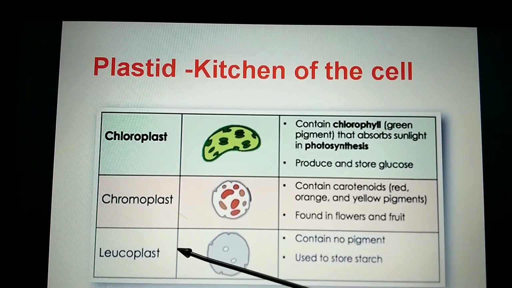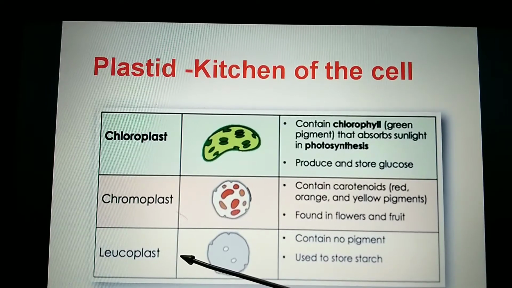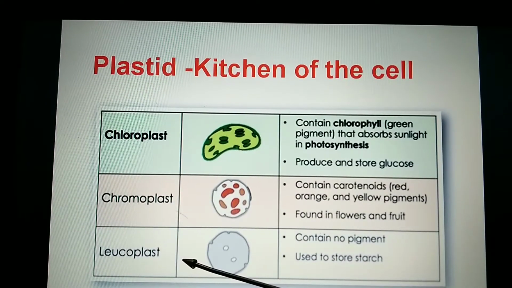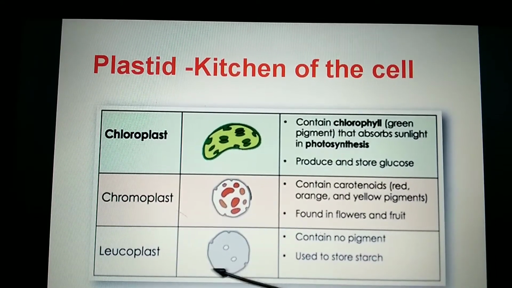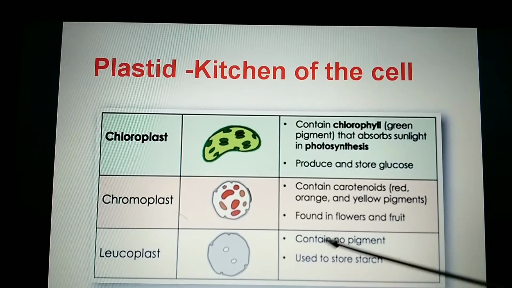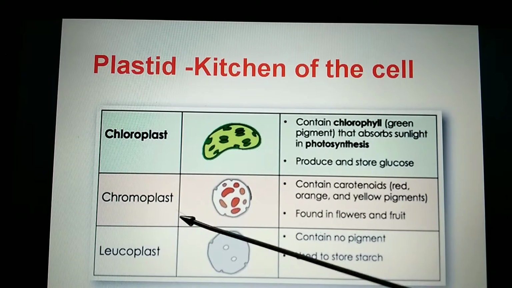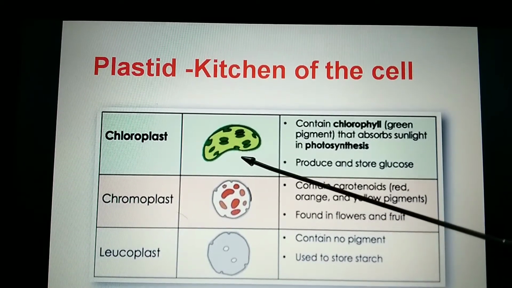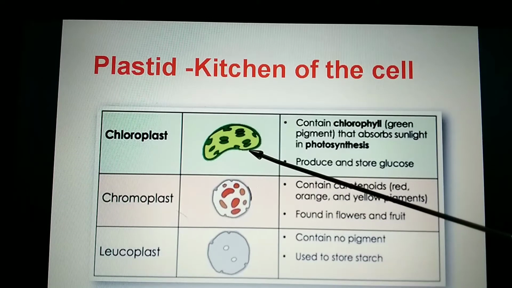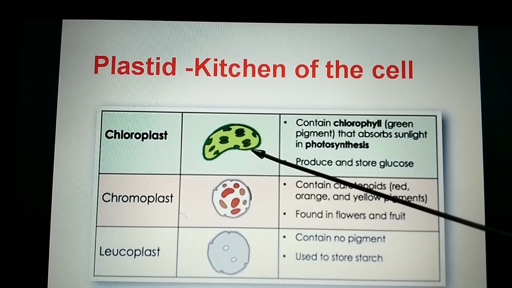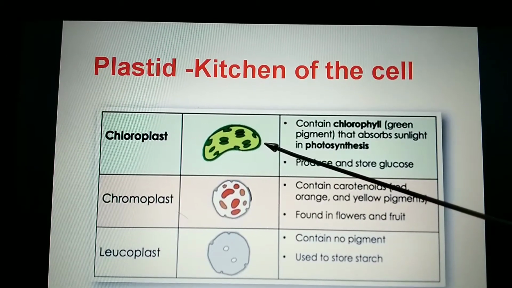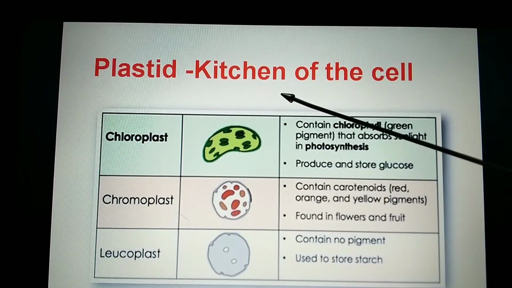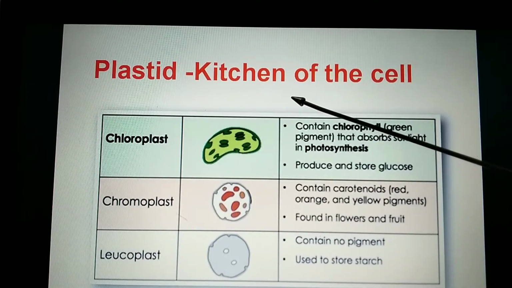On the other hand, in case of leucoplast, materials such as starch, oils, and other protein granules are stored. So it works as a storing organelle. And chloroplasts have the green pigments. Because of the presence of green pigments or chlorophyll, plastid is also known as the kitchen of the cell.